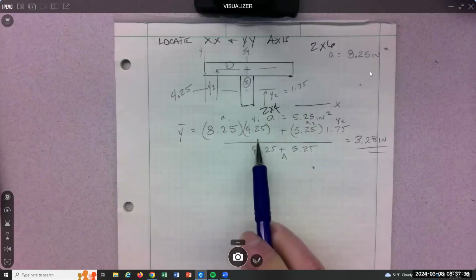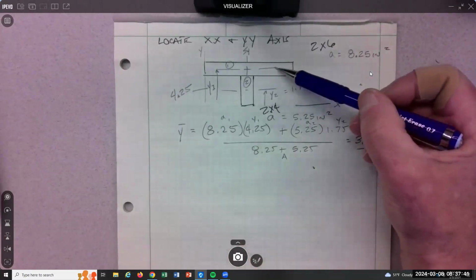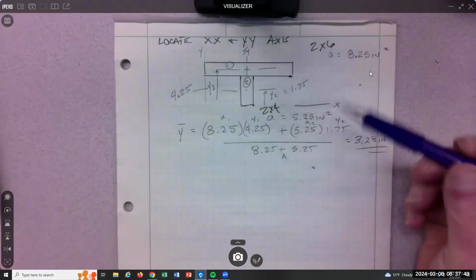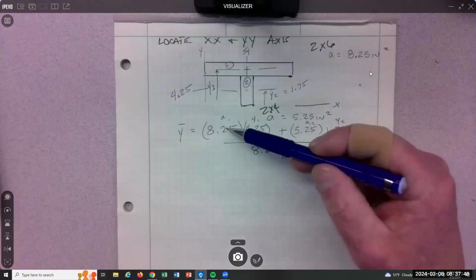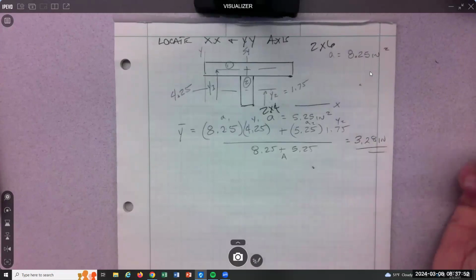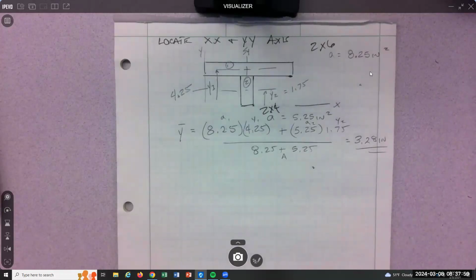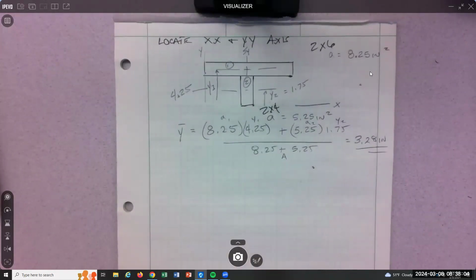So check these Y distances, 4.25 up to here. And then the Y distance here, half of 3.5 is 1.75. And then the areas, make sure you get the right area and the right Y together. Got a big mass up high, it's definitely gonna shift it up. It's actually up near the top of the 2x4. Which is good.